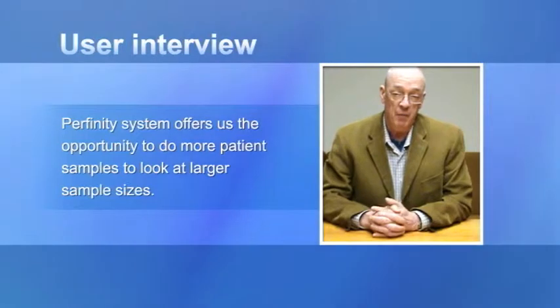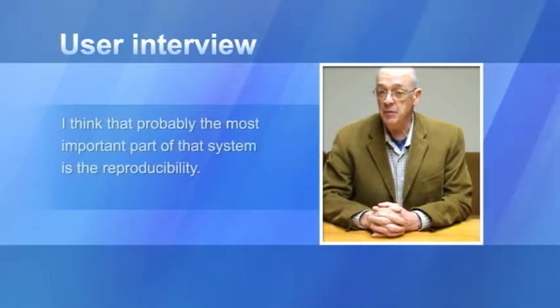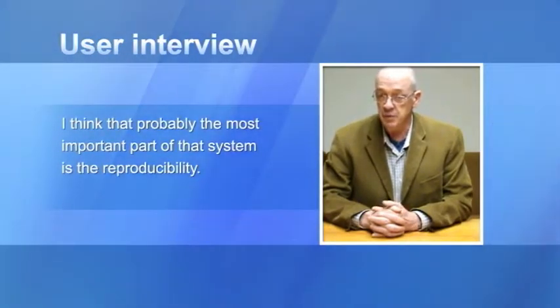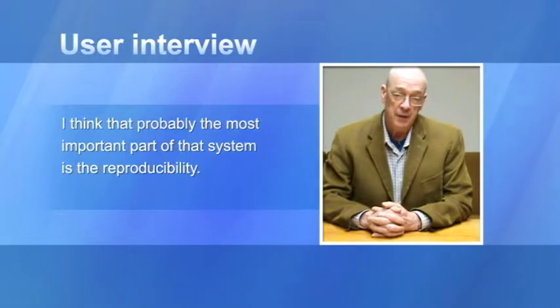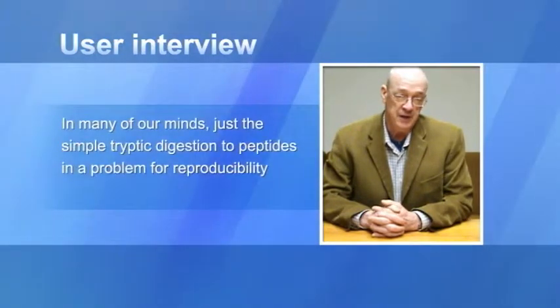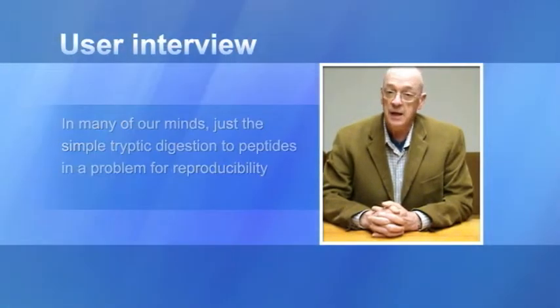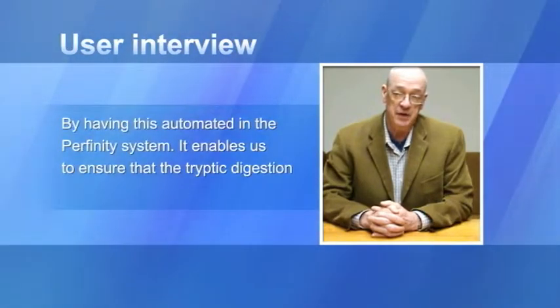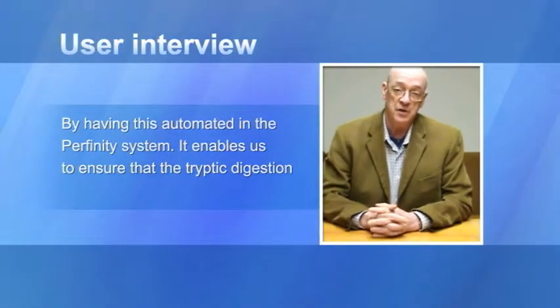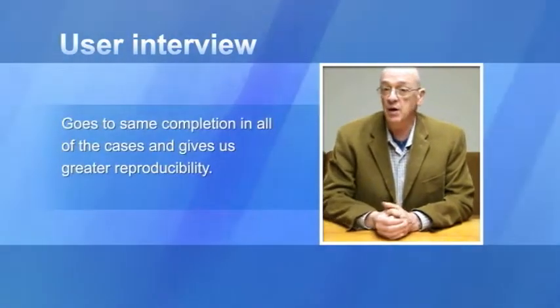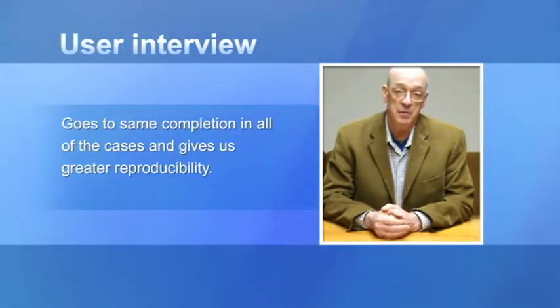And the Perfinity offers us the opportunity to do more patient samples to look at larger sample sizes. And I think that probably the most important part of that system is the reproducibility. In many of our minds, just a simple tryptic digestion of peptides is a problem for reproducibility. And by having this automated in the Perfinity system, this enables us to ensure that the tryptic digestion goes to the same completion in all of the cases and gives us greater reproducibility.